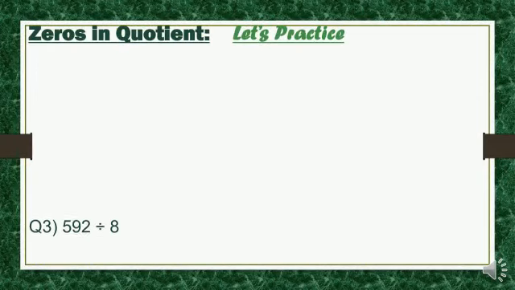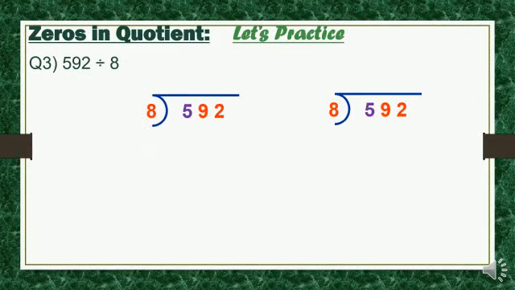Dear children, let's try to solve this question. 592 divided by 8, both in the long form and in the short form, side by side. So let's begin.